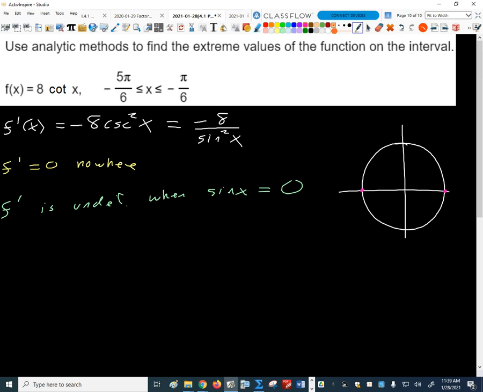On our interval between negative 5 pi over 6 and negative pi over 6, are there any places? So let's kind of look at that span on our unit circle. Oh, darn it. Okay, we'll pick this up next time.